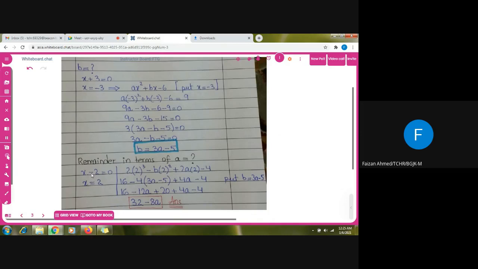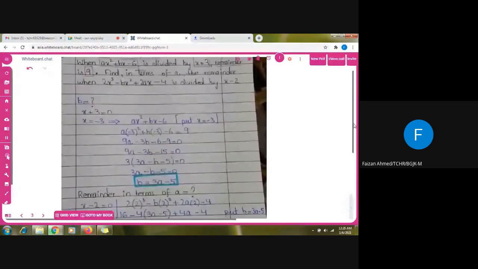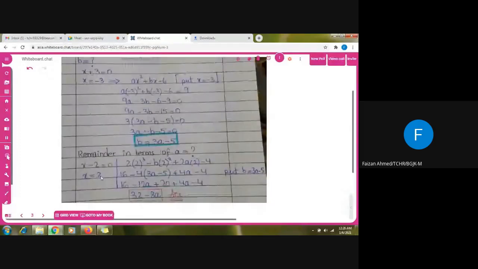This negative 2 will go on the other side and it will be added with 0, and 0 plus 2 will be 2. So now I will just put this 2 in the polynomial 2x cube minus b x square plus 2ax minus 4. In place of x I have written 2 in each term, since the value of x is 2, so 2 cube minus b times 2 square, then 2a times 2, then minus 4.